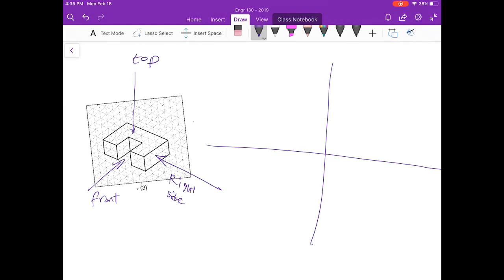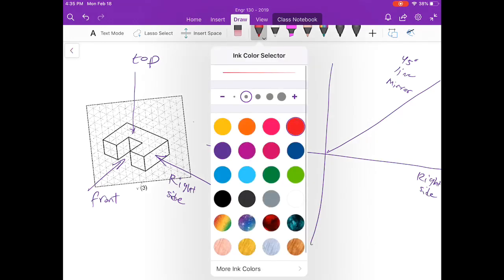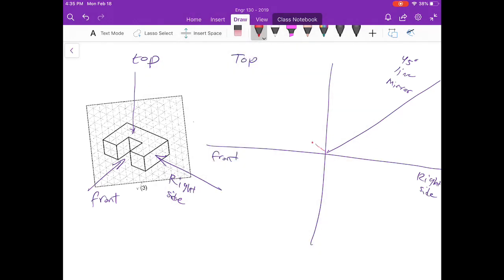So into our 2D view, this will be the top, this will be the front, down here is the right side, and up here is the 45-degree line, or the mirror line. On the top, I'm going to start from a point, as I mentioned before. Let's start from a point 1 and 1 down here.